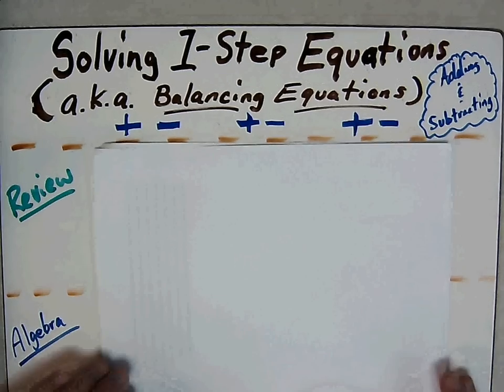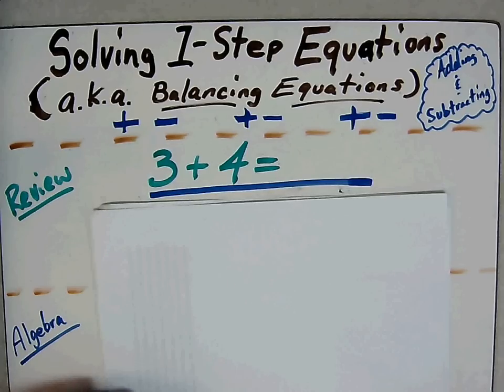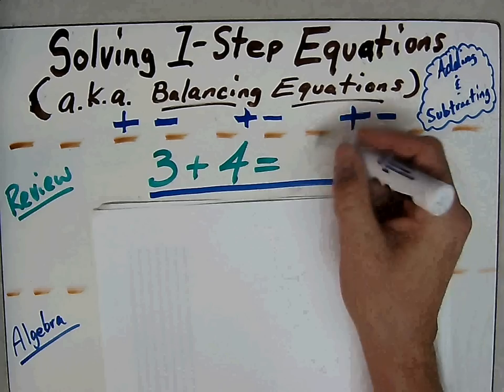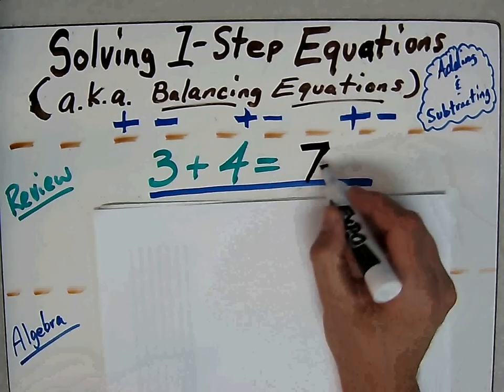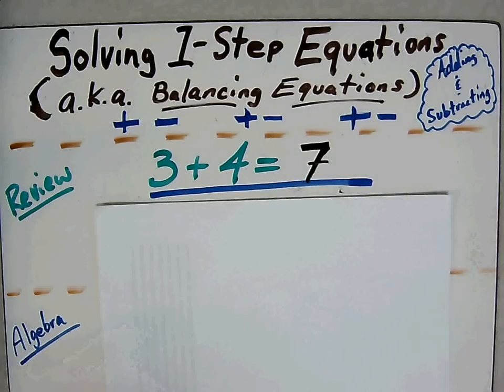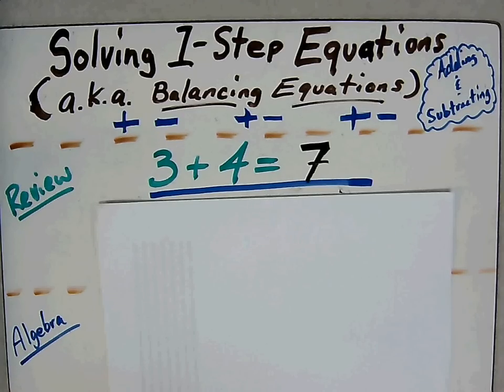You've been doing equations for a while now. For instance, 3 plus 4. Pretty simple. You were doing that in kindergarten. 3 plus 4 equals 7. No big deal. That is solving the equation. It's a very simple equation. There weren't any variables. You knew all the terms that you had to solve the equation.